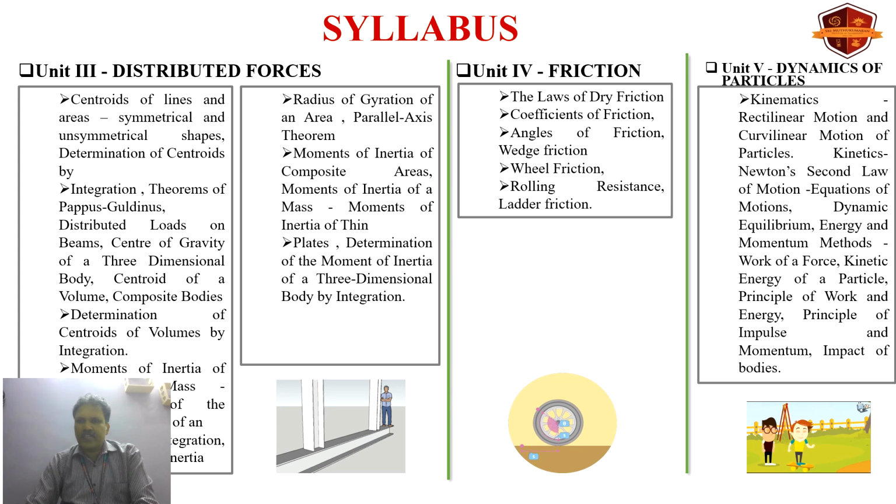Unit 5 is determining the dynamics of particles. As I already told, Unit 1 focuses on Newton's first law of motion, and Unit 5 is mainly focused on Newton's second law of motion. This dynamics part will be implemented here, followed by momentum, work and energy method, impulse and momentum, and impact of bodies. These various concepts you will study. Along with that, rectilinear motion and curvilinear motion are also introduced in this unit. So in the upcoming slides we will see the important topics coming under Unit 1.